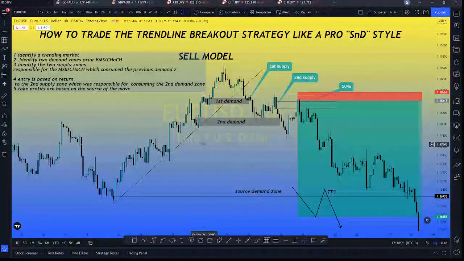So another example, I hope everything's clear. We are trading the return. The entry, point number 4, is based on the return to the second supply zone, which was responsible for the consuming or the break of structure of the second demand zone. The entry is based on that, and the take profit.